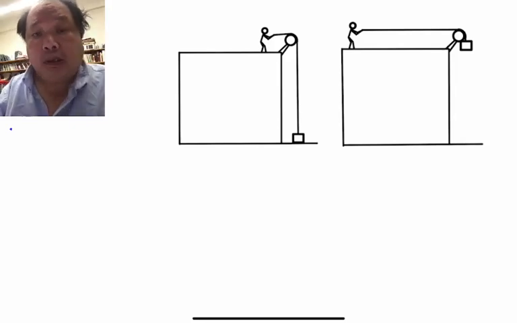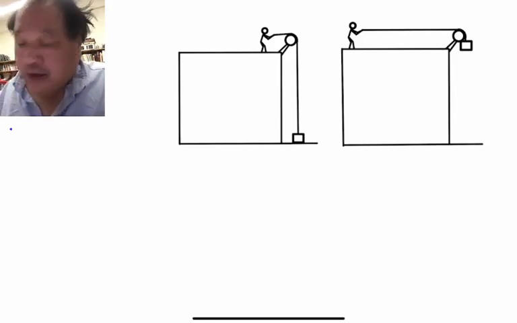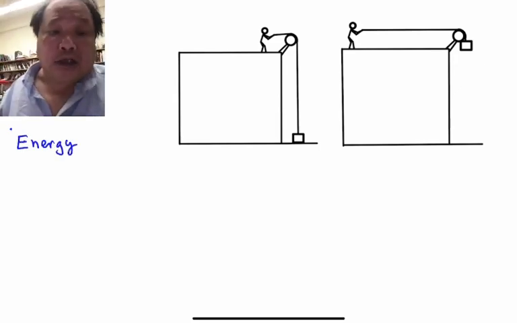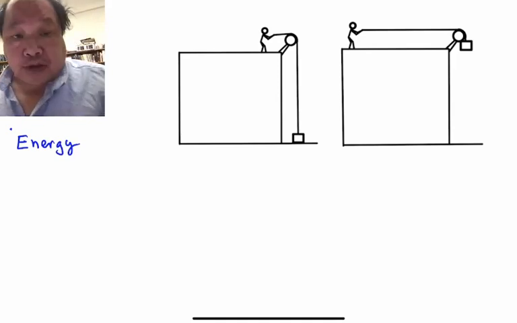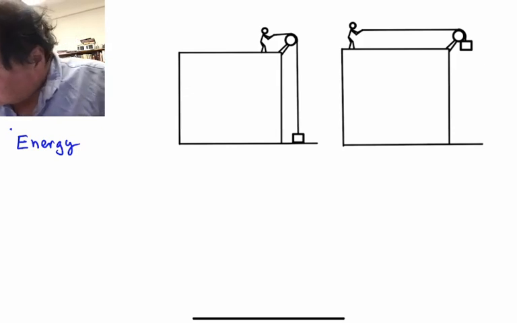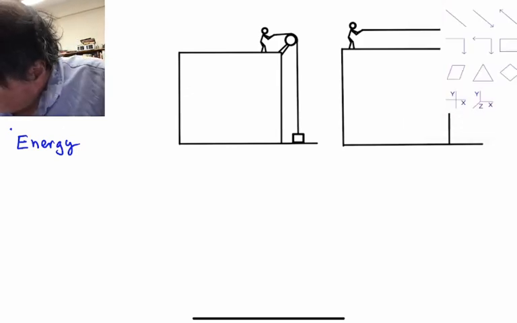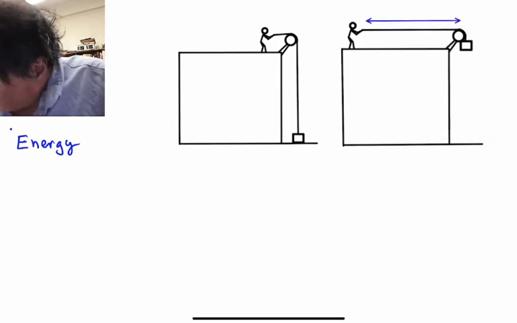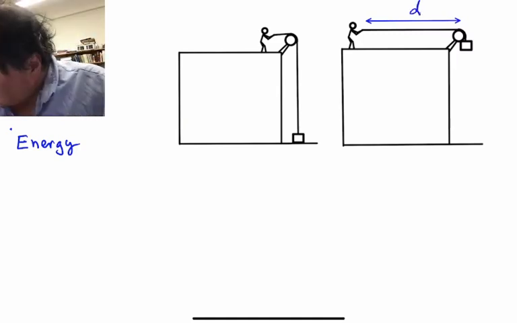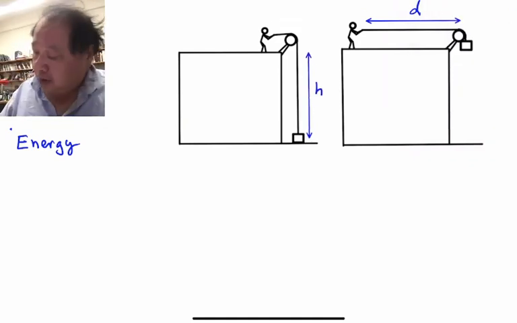Hi, in this video we're going to be looking at energy, and we're going to be relating the concept of energy to the process shown here in the picture, where a man moves a distance d, and by so doing raises a block by height h.